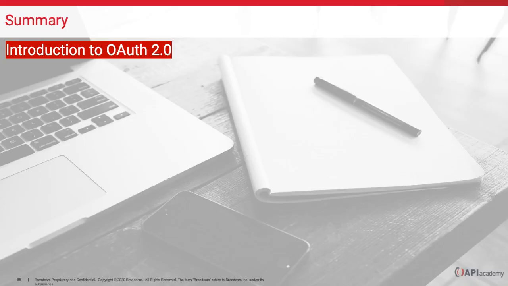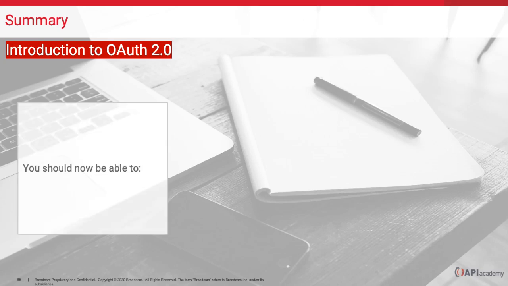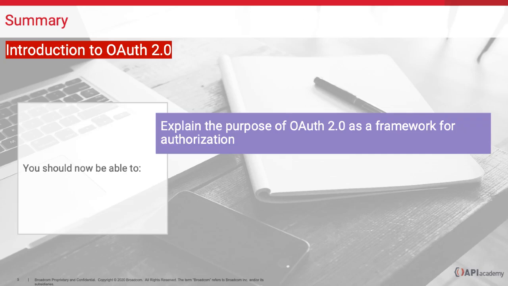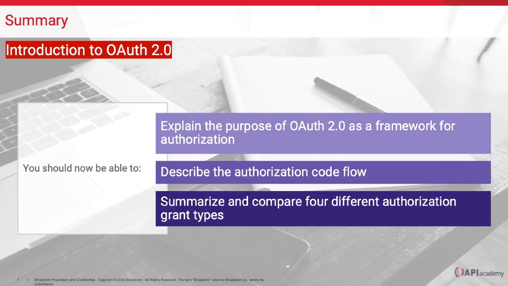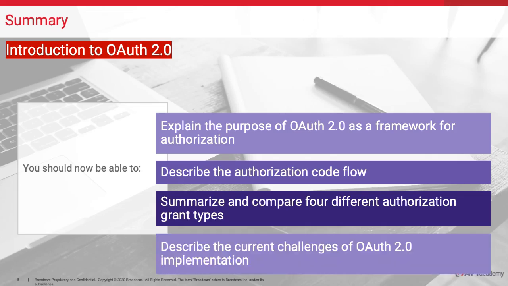You've reached the end of the video, Introduction to OAuth 2. You should now be able to explain the purpose of OAuth 2 as a framework for authorization. Describe the authorization code flow. Summarize and compare 4 different authorization grant types. And finally, describe the current challenges of OAuth 2 implementation.